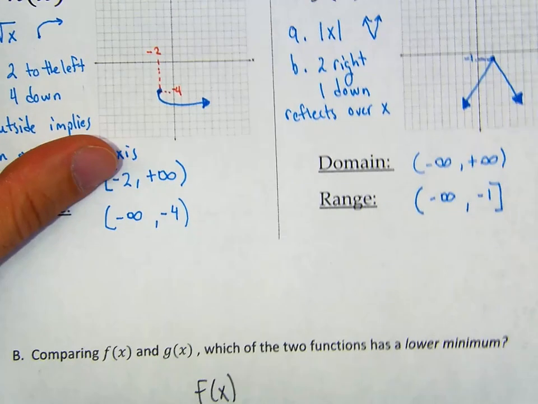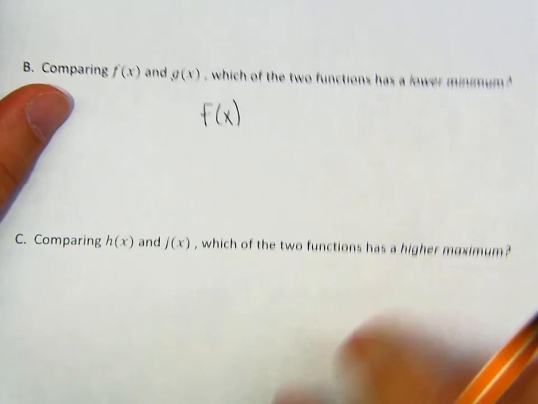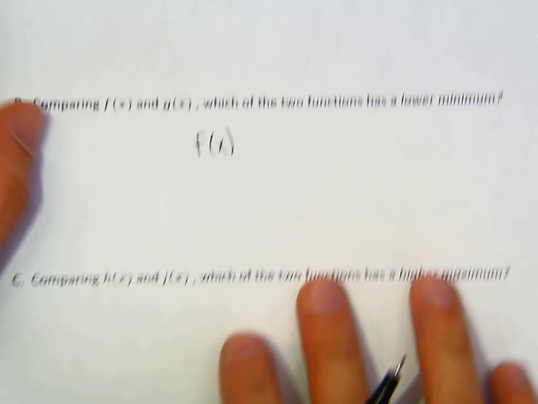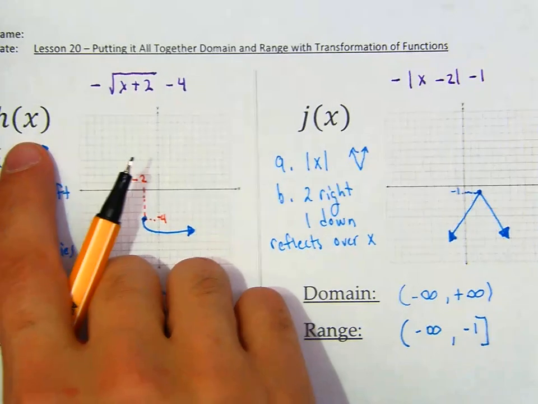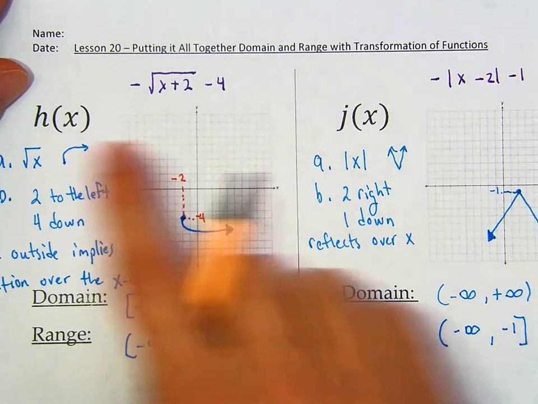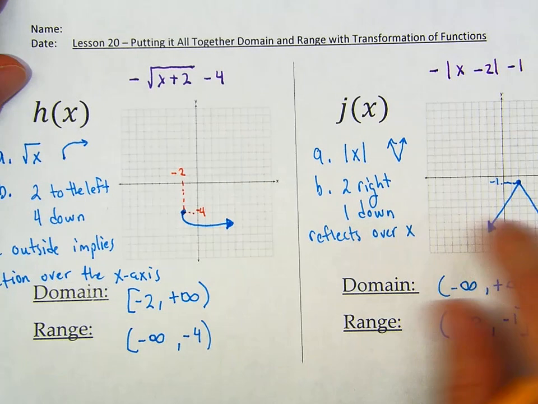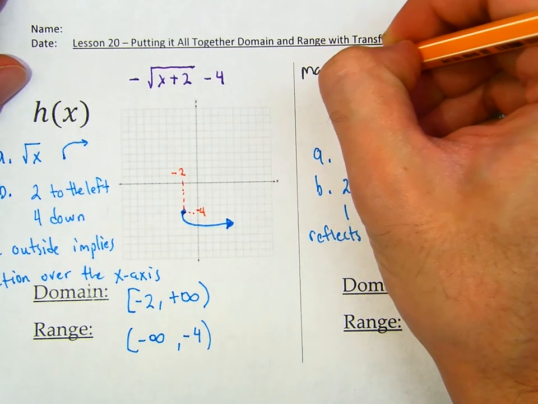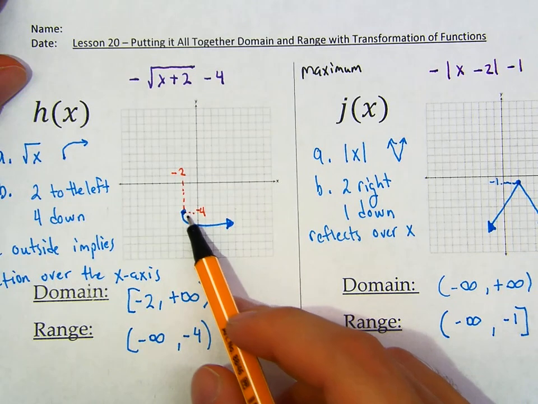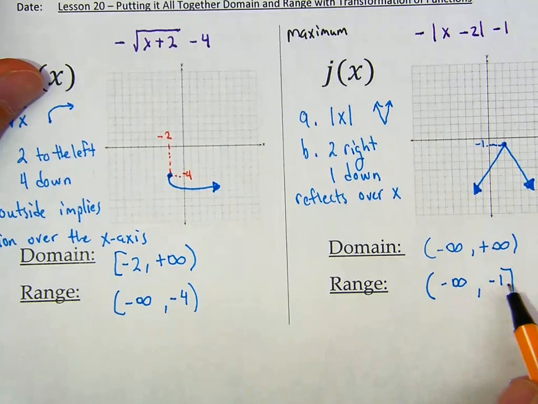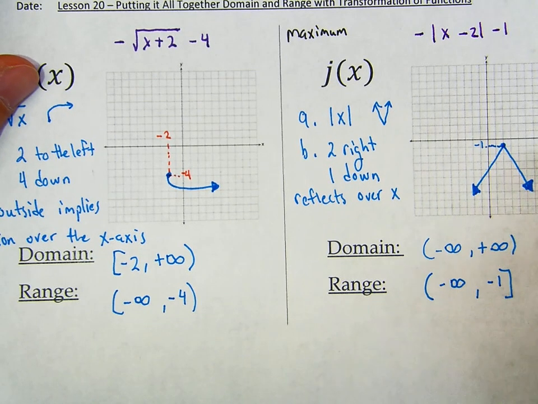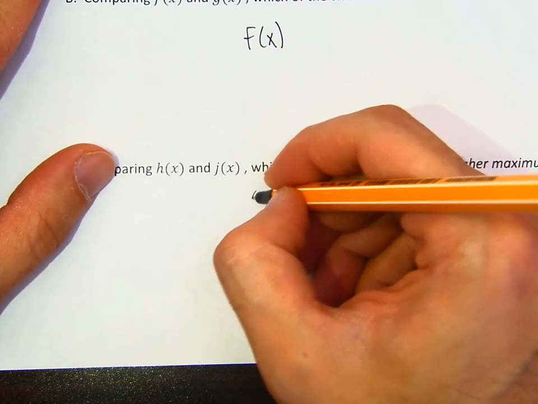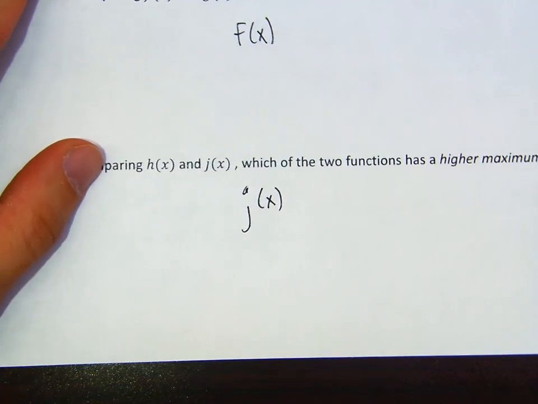Let's look at h of x and j of x. It's saying which one of these has the higher maximum. So if you look at h of x and j of x, which one has the higher maximum, right? The maximum. So let's see, the highest point this graph goes is -4. This one is -1. So it should be this one, j of x. J of x has the higher maximum, okay?